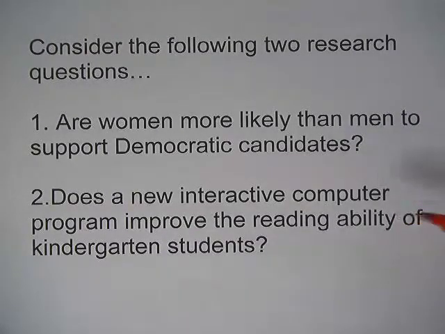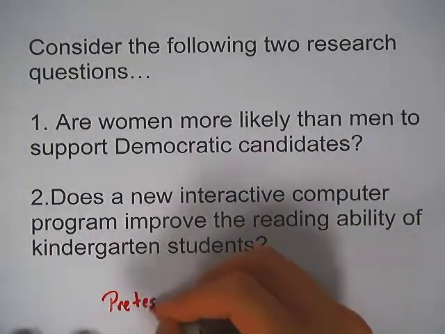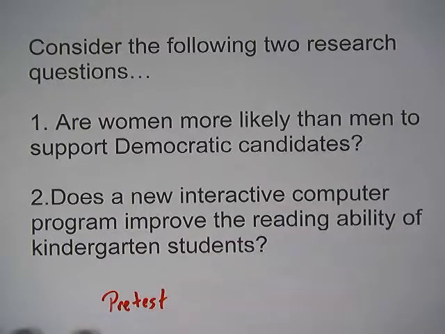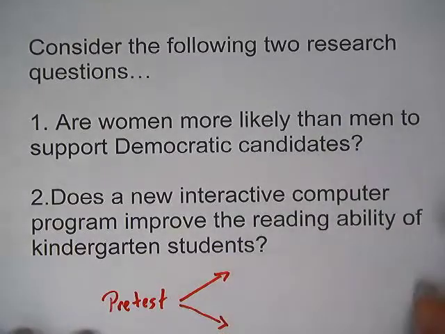Question two, we're going to have to collect data in a little different way. What I would need to do first is go into a kindergarten classroom. And the first thing I would do is start by giving all of the kindergartners a pretest. So I'd start with that pretest, and then I'd need to randomly split the classroom into two groups.